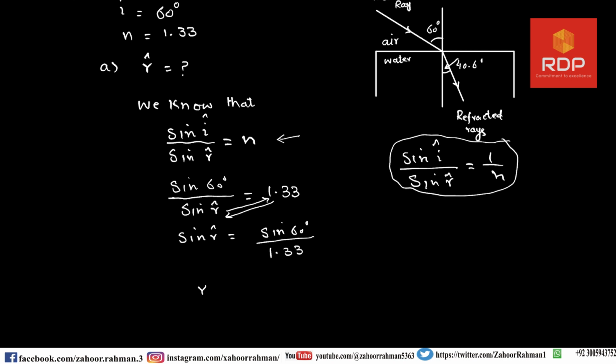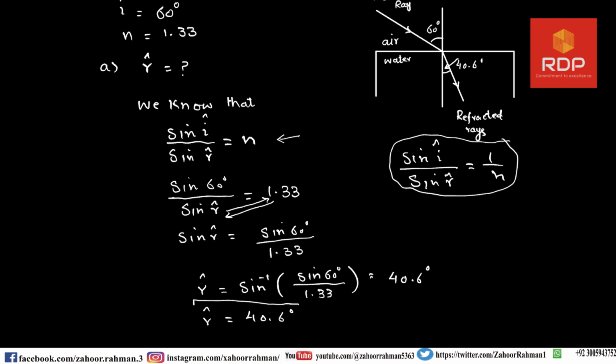So here I can write R is equal to sine inverse of sine 60 degrees divided by 1.33, and when we calculate it we will get 40.6 degrees. So in this case R is equal to 40.6 degrees.